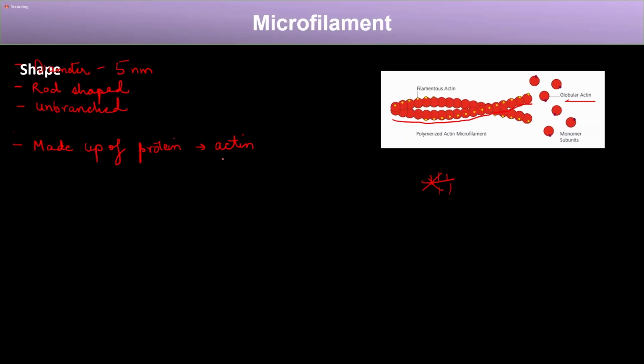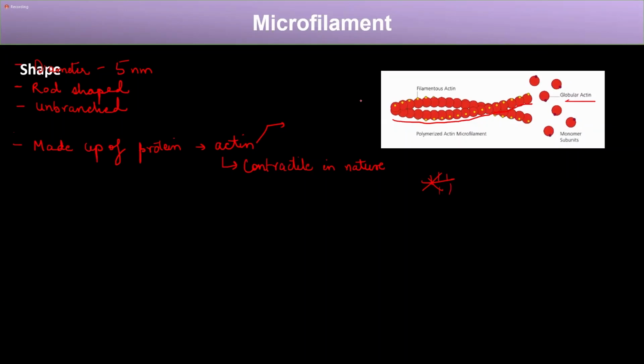Now, if we talk about the nature of the actin protein, it is contractile in nature. What do we mean by contractile? It can undergo contraction and relaxation, right? And hence these actins are major components of our muscle cells.